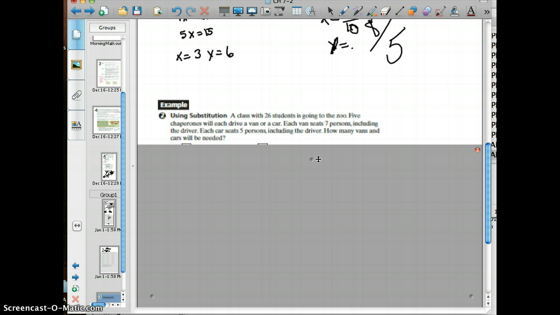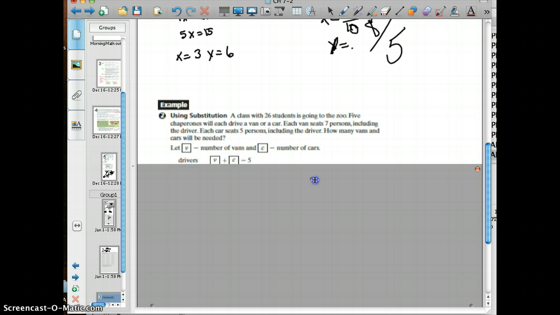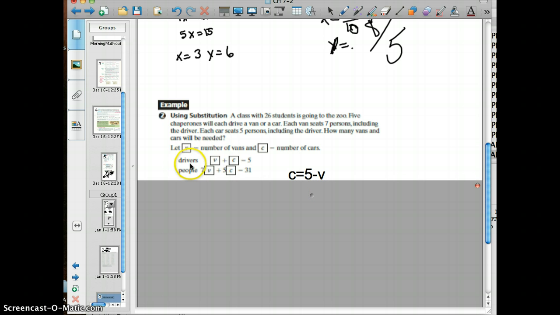Now, how many people would we have total? This is another trick of this problem because we have 26 students, but you notice the number of people in each one has to include a driver. And since we have 5 chaperones, technically we have 31 people that we have to fit into a van or a car. So my second equation here, let me show you my second equation. There's my first equation right here. Vans plus cars equals 5. My second equation has 7 times the number of vans, because that's how many people there are, plus 5 times the number of cars, and that's going to be the number of people riding in cars, the total number of people, including drivers, and that's going to equal then the total number of people, not just students, okay?